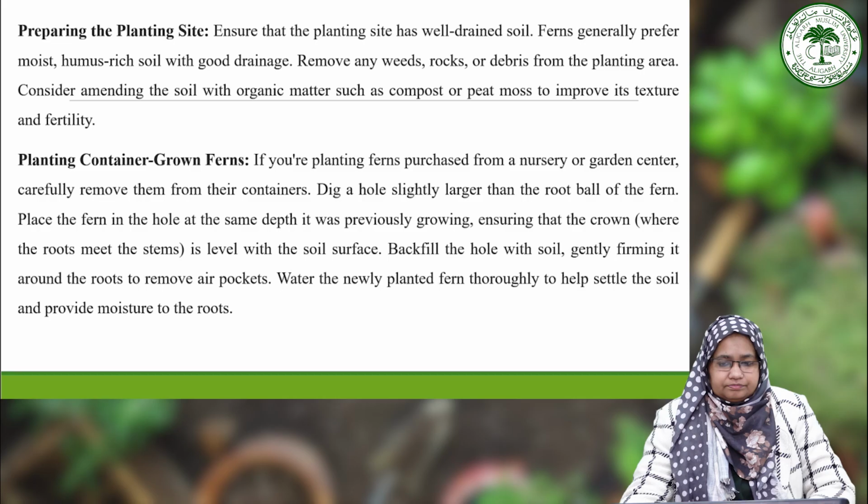Planting ferns. Planting ferns from containers. If you have obtained ferns from a nursery or garden center, gently take them out of their containers. Dig a hole that's slightly bigger than the root ball of the fern. Plant the fern in the hole at the same depth it was previously growing, making sure the crown where the roots and stem meet is level with the soil surface.